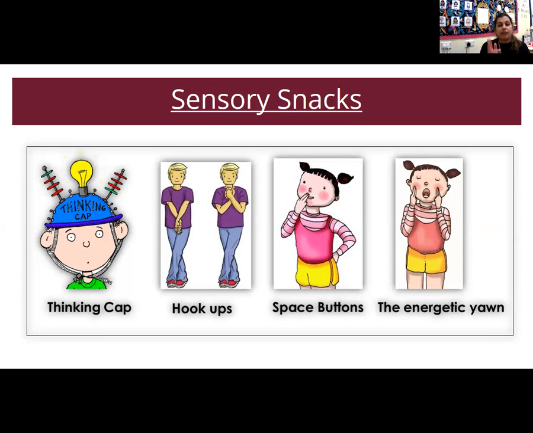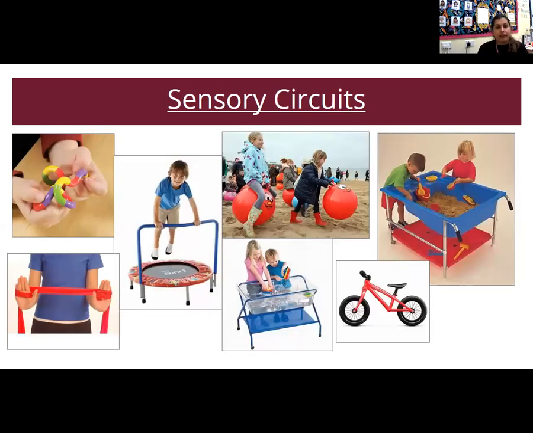Space buttons is putting your finger on the back of your back, just before your coccyx, and then above your lip, and then just gently stimulating it, and you're stimulating some of the acupoints in your body for focus and concentration. And the energetic yawn is literally just doing a huge big yawn, in and out, and doing that repeatedly as well. There are a few others, but I will attach them to the resources.